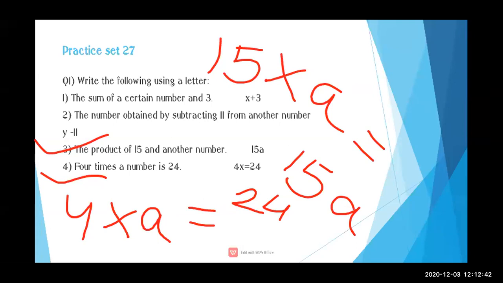So here we have completed our question number 1. Whatever is the question, we have to convert it into number form or letter form, so that we can get an answer. So here 4 times a number is 24 is 4 multiplied by x equal to 24.